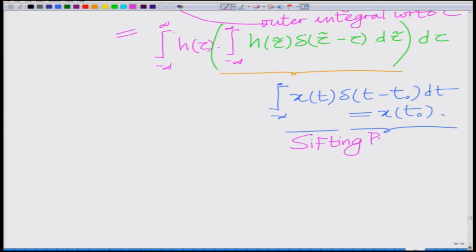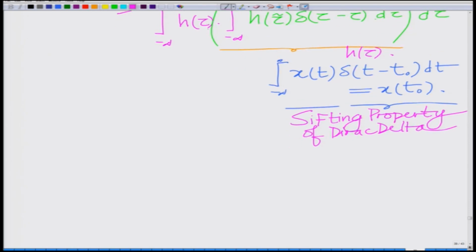From your knowledge of the Fourier transform theory, you must know that this is the shifting property of the Dirac delta. Therefore, the integral from minus infinity to infinity of h(τ̃) δ(τ̃ − τ) dτ̃ is nothing but h(τ). This follows from the shifting property. And therefore, h of τ into h of τ is nothing but h of τ squared. So, what happens is the inner integral is also h of τ by virtue of the delta function.